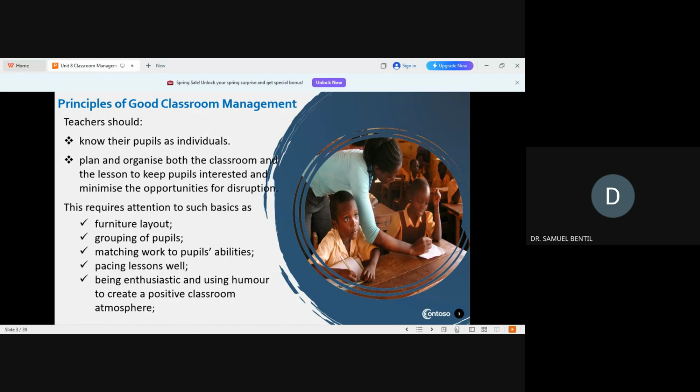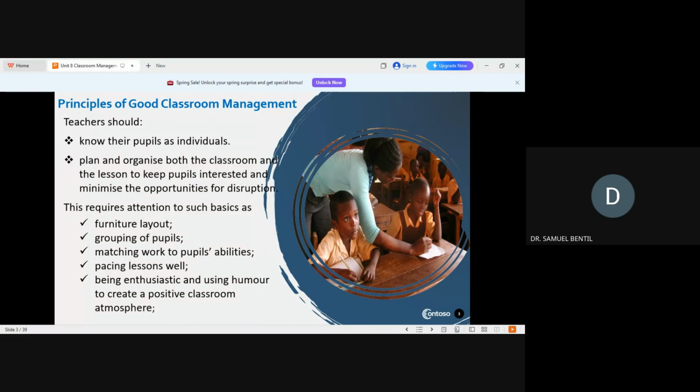Now, let's look at some principles of good classroom management, sorry. We are saying that as a teacher, one of the principles you have to bear in mind in order to create good classroom management is to know your learners as individuals. We are saying know your learners as what? Individuals. Not as a class. Not as a group.